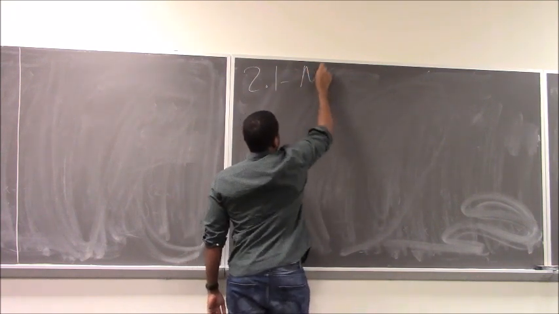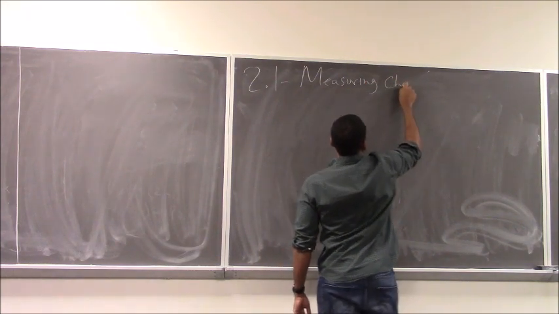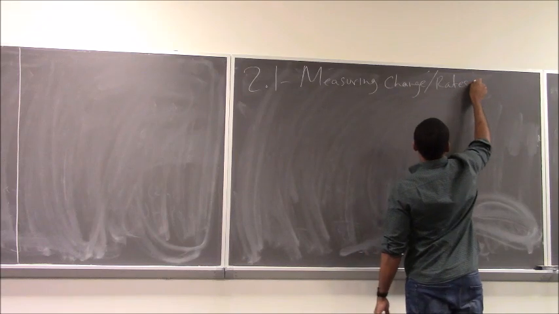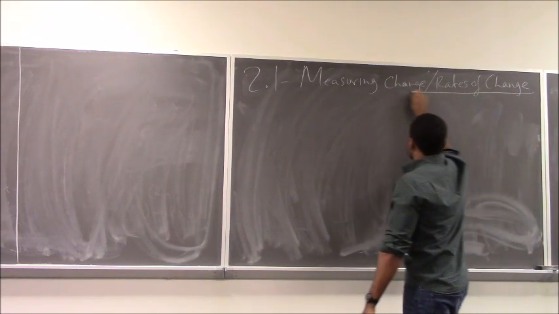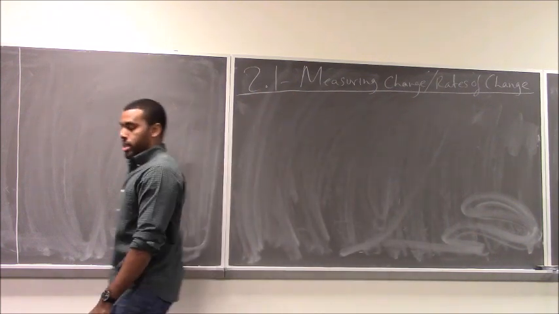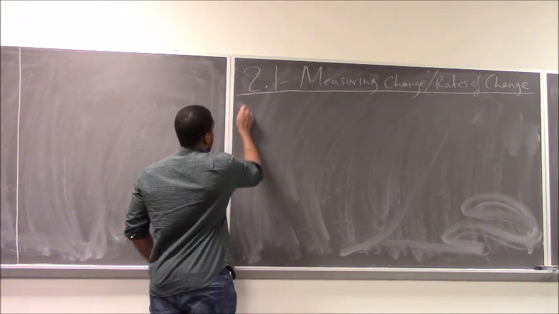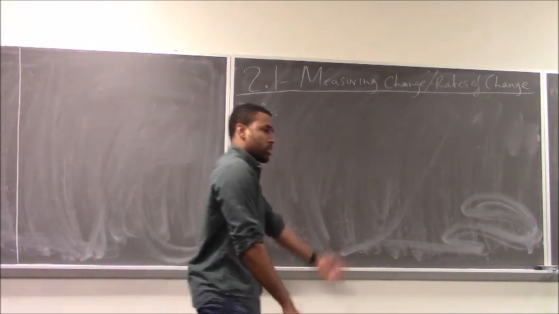So we're doing 2.1. It's titled Measuring Change and Rates of Change. There's one application we'll need from this, so we're not actually going to spend a lot of time here. Just want to talk about something called average rate of change.